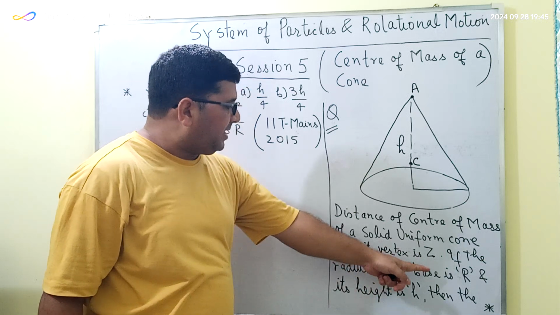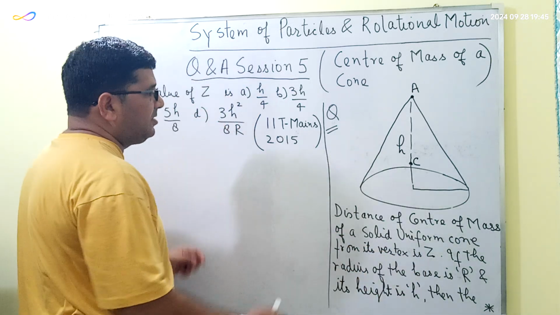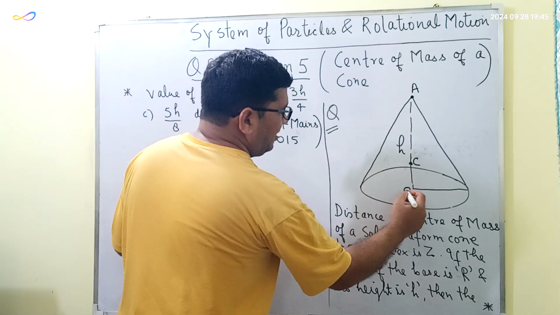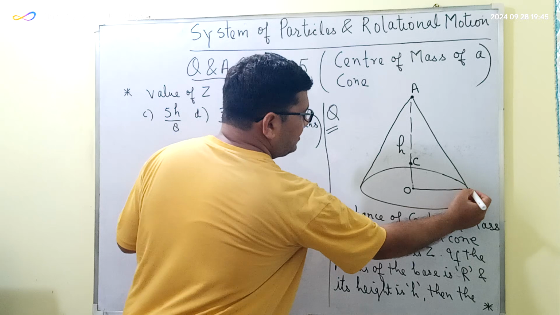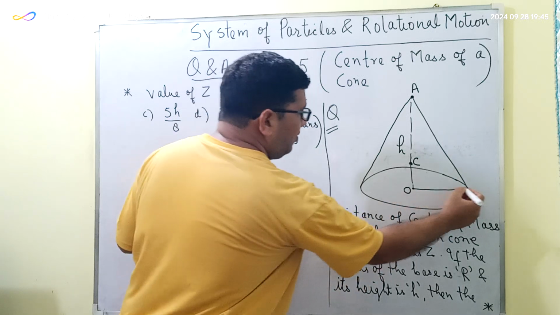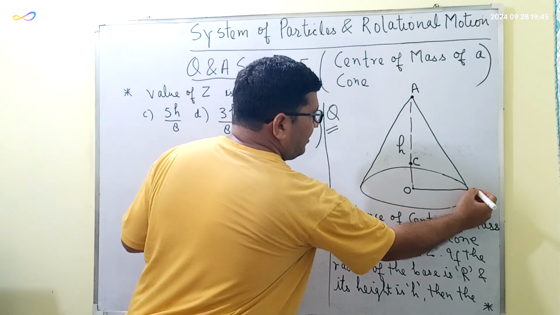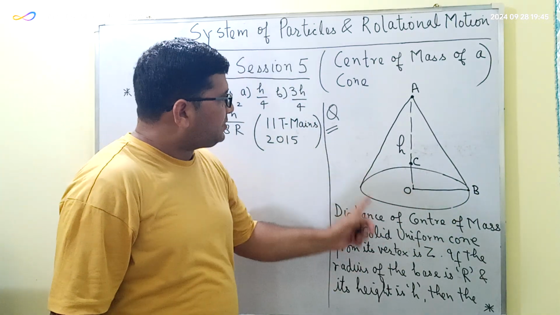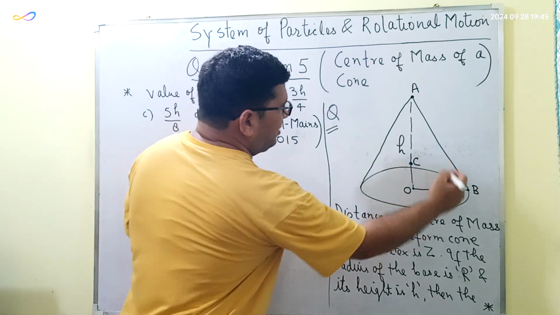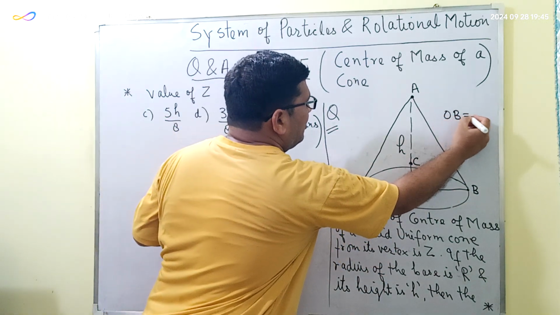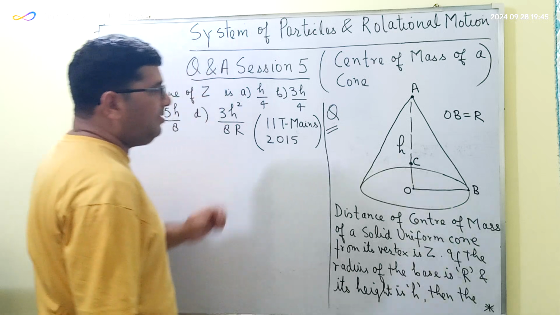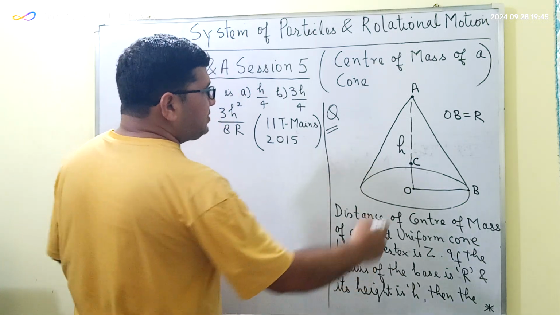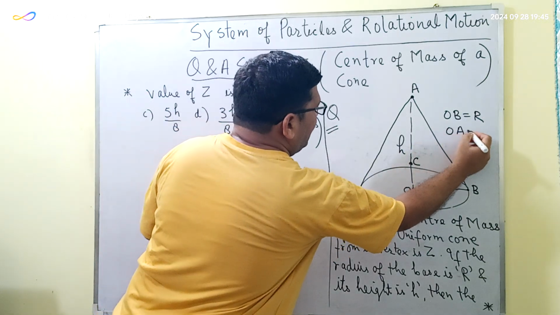If the radius of the base is r and the height is h, so this is the height of the cone. Let us say this is the center of the base, which I have depicted here as O, and this is another point on the base of this cone, so that OB is equal to r, where r is the radius of the base. So here the height of the cone is equal to h, so we can say that OA is equal to h.